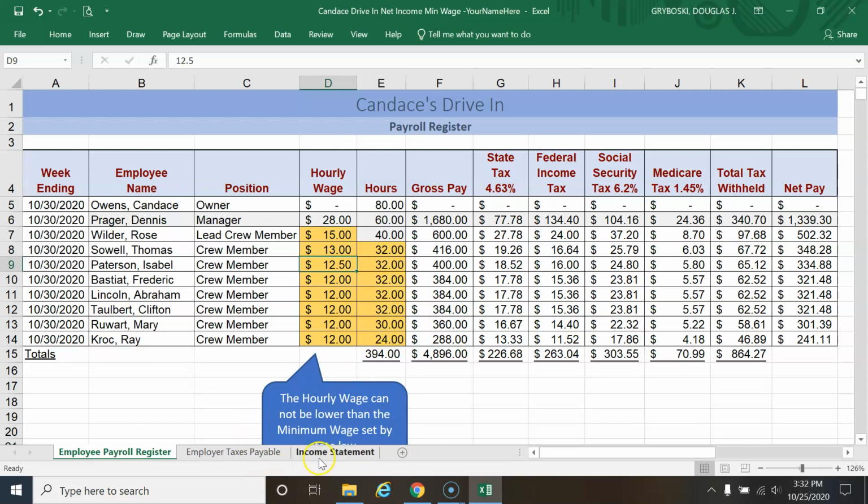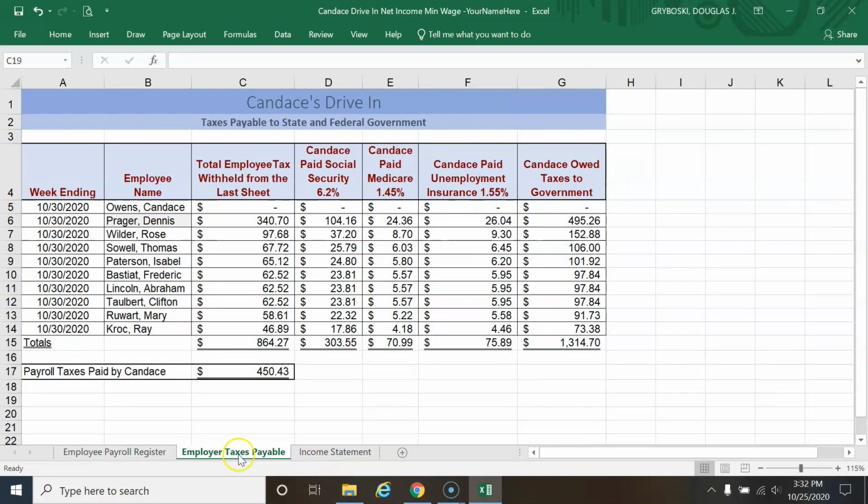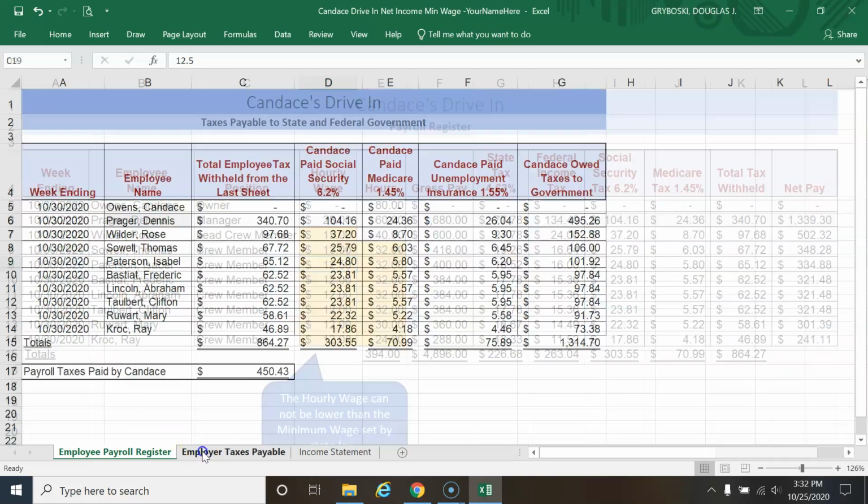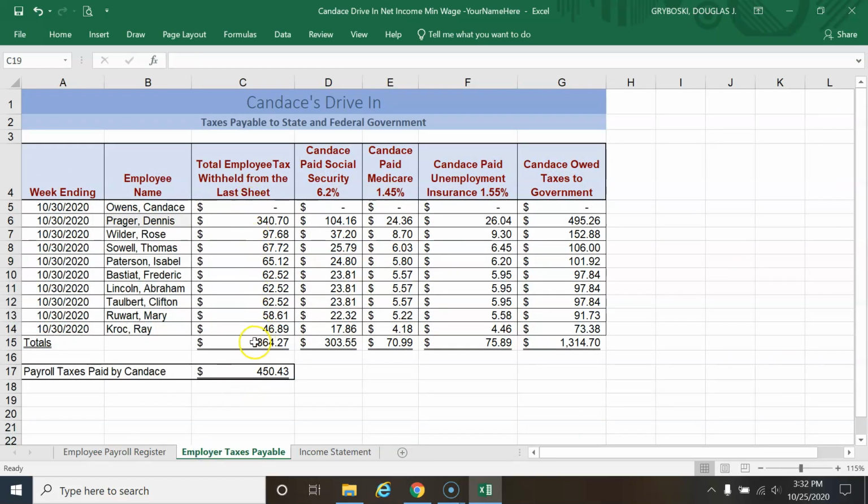Let's go back to, well, first I'll show you this one, employer taxes payable. This one you're not going to be modifying at all. It's simply here to show you where some of the numbers on the income statement come from. For example, the taxes payable to the state and federal government. And so for each of her employees, Candace withholds taxes. These numbers, notice 864, comes from right here, total tax withheld, 864 from each of their paychecks. And so that's this column.